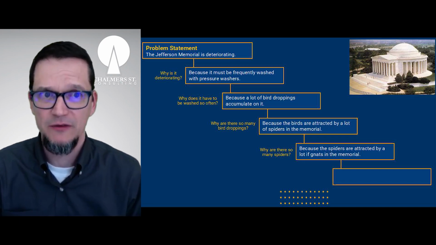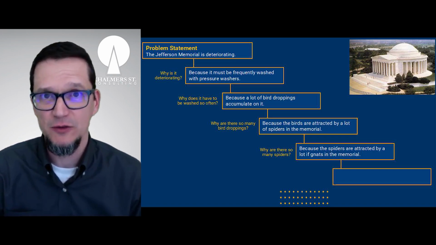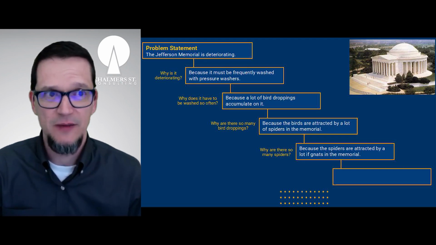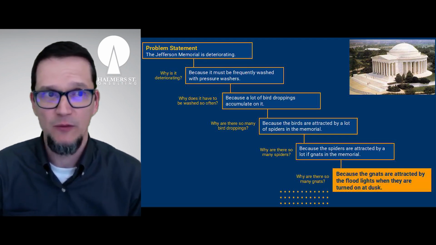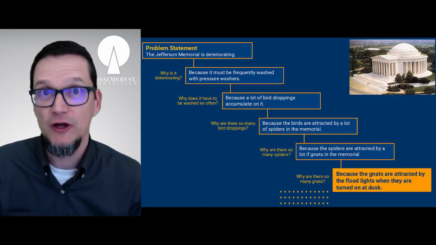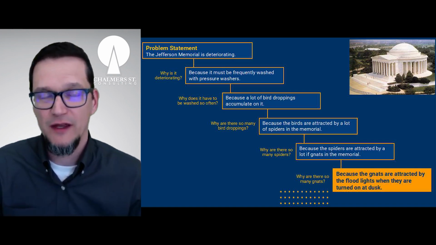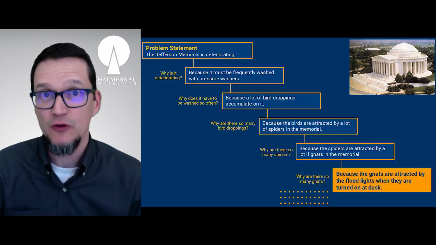Okay, so your 4th why got you a little bit deeper towards the root cause, but you still don't understand what's driving all those gnats into the memorial. So the next why will tell you that the gnats are there because they're attracted by the floodlights when they're turned on at dusk. So now you have arrived at a cause that may likely be the root cause for this issue.